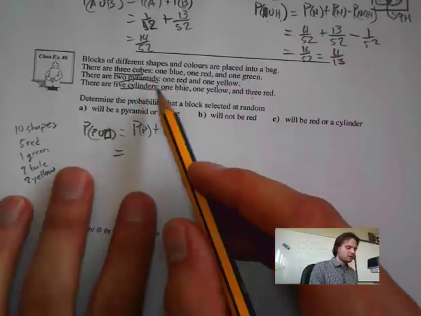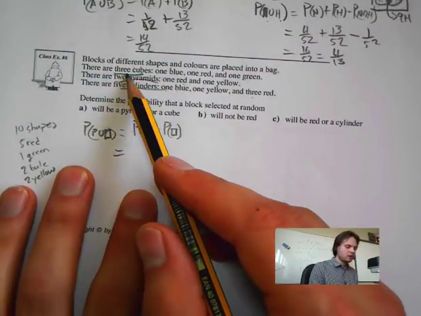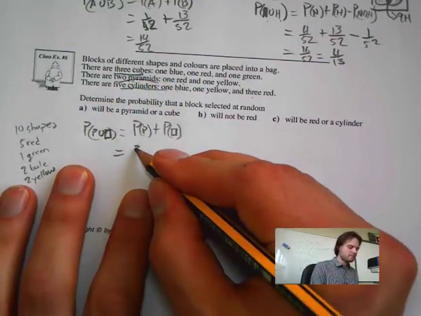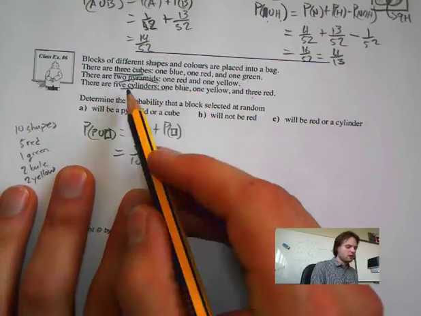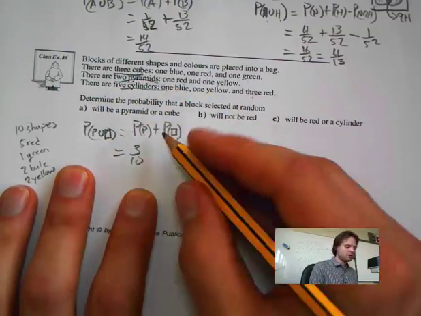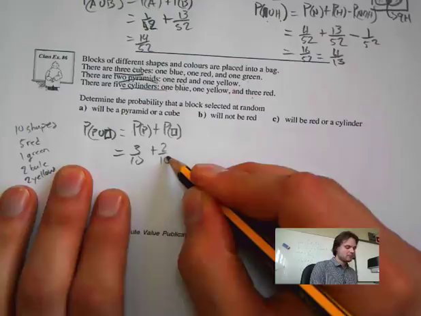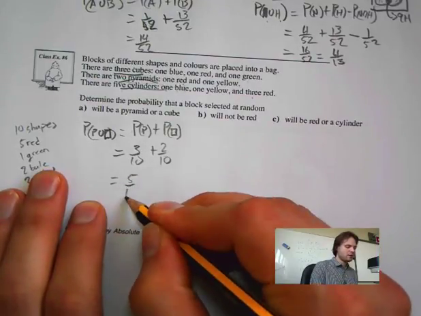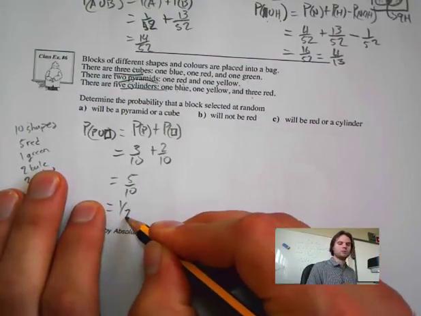So we look at this. The probability of cubes is 3 out of 10. And the probability of pyramid is 2 out of 10. Which gives me 5 out of 10, which is the same as 1 out of 2.